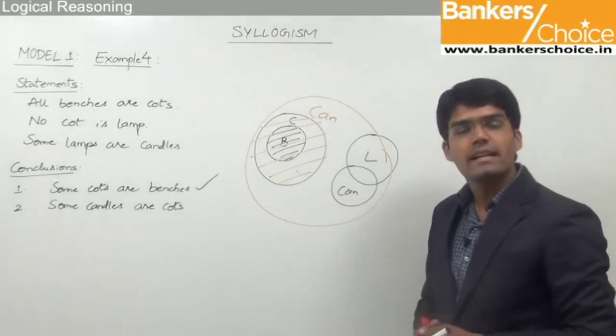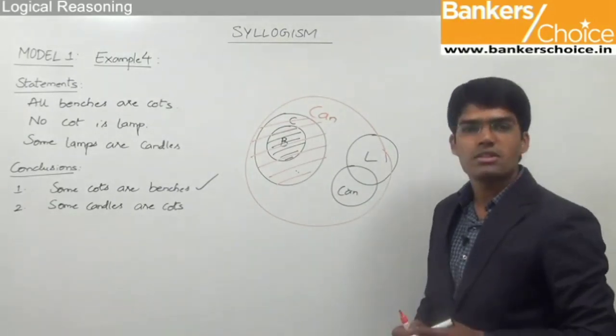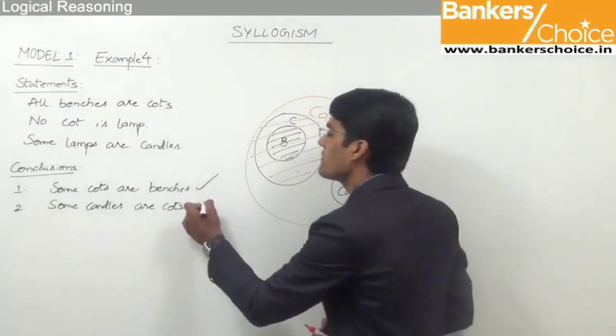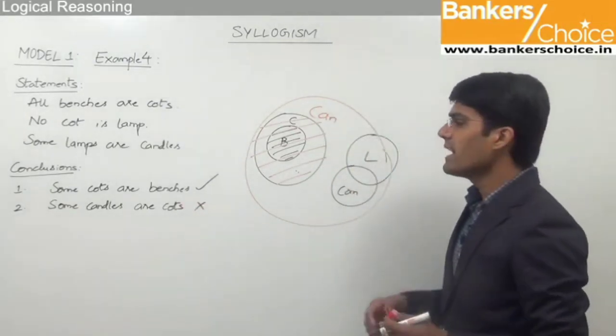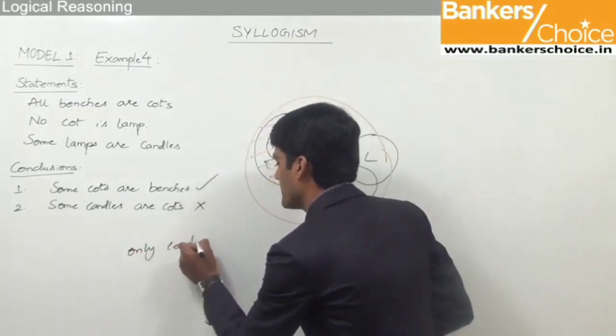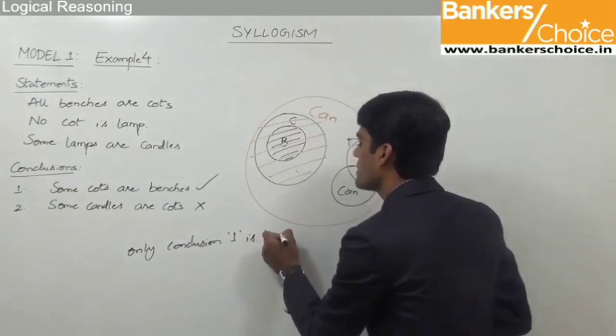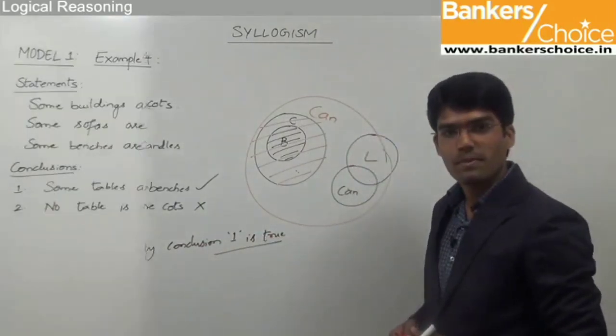So here we can say that conclusion number 2 is false, because a conclusion must be true in all the possible cases. So conclusion 2 is false. So we can say that only conclusion 1 is true, because it follows both the diagrams. So conclusion 1 is true and conclusion number 2 is false.